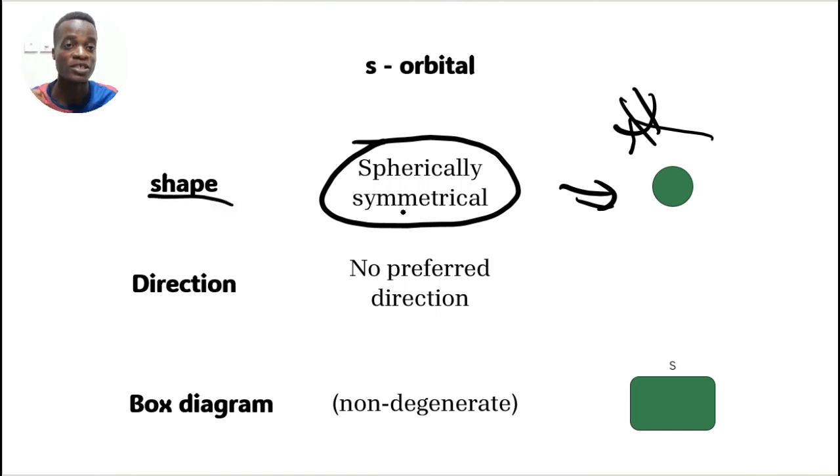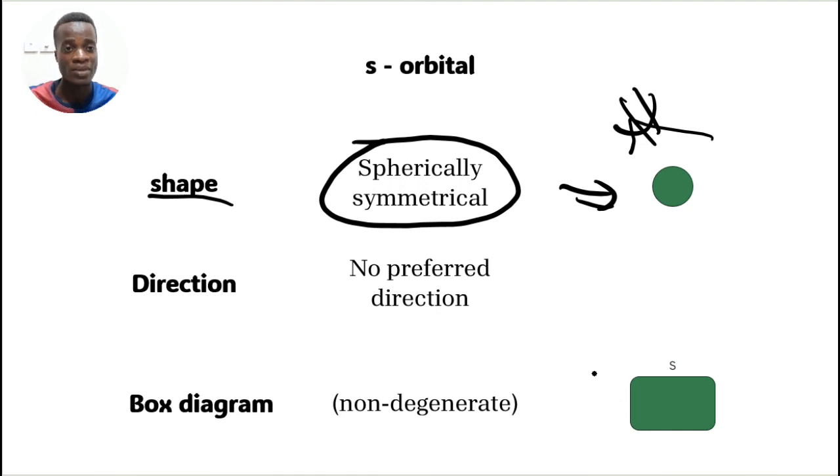So the shape is spherically symmetrical. The direction is, there's no preferred direction. It can go in any direction, all directions at once, because it's a sphere. A sphere can turn in any direction. So basically, no preferred direction for a sphere because it's spherically symmetrical. And the diagram that we have is an s. We just have the box and then you label it as s orbital. This is an s orbital, just one box. Non-degenerate. Non-degenerate means that this is an orbital that is not further divided.